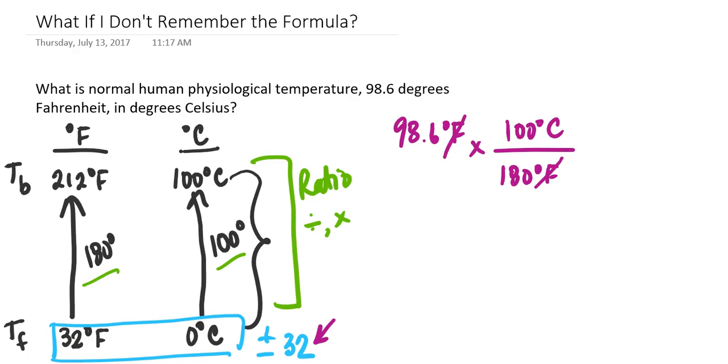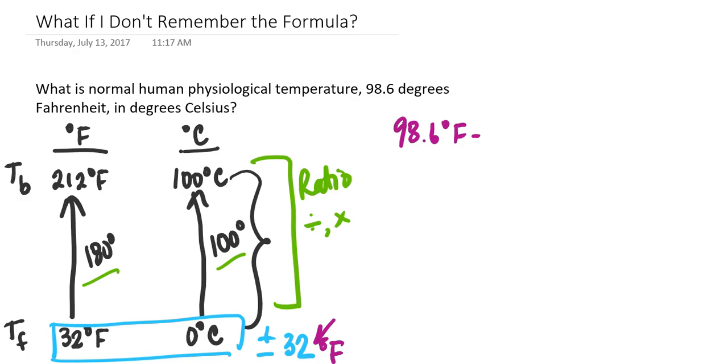But if you notice, I'm going to end up with some answer in degrees Celsius. All right? And this plus or minus 32 degrees would be in units of degrees Fahrenheit. And so I would be in a position where I'd have to subtract some number in units of degrees Celsius by some number with the unit of degrees Fahrenheit. And so that's not going to work. And so the best thing that would allow the units to work out is to actually do the correction for the starting point first.